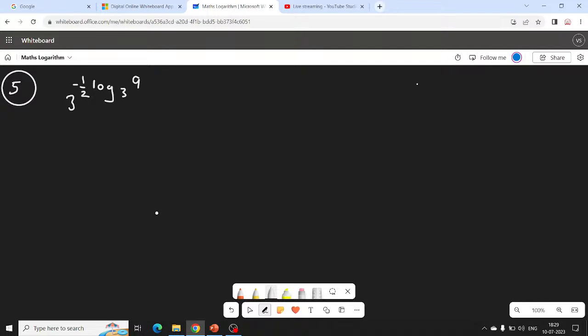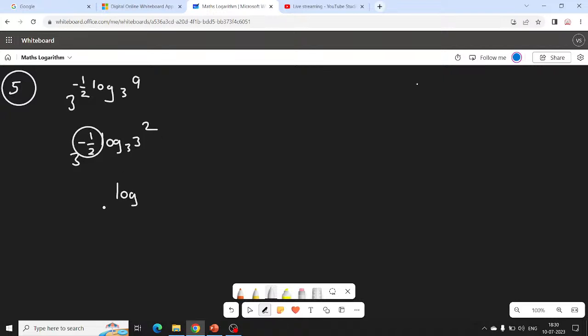3 power minus 1. So answer 1 by 3. Shall we do it? Tushar, look here. Now see, 9 can be written as 3 square. So this is minus 1 by 2. This is log, 9 can be written as 3 square. And what is the base here? 3. Now this minus 1 by 2 will also come here.